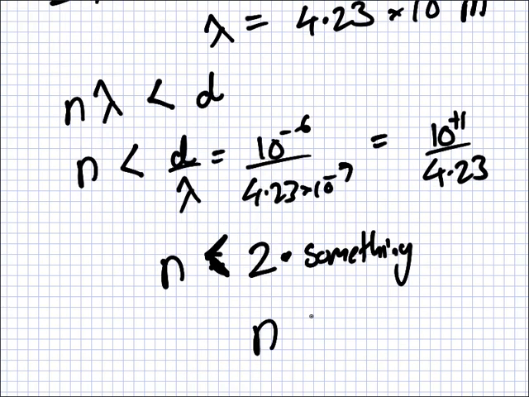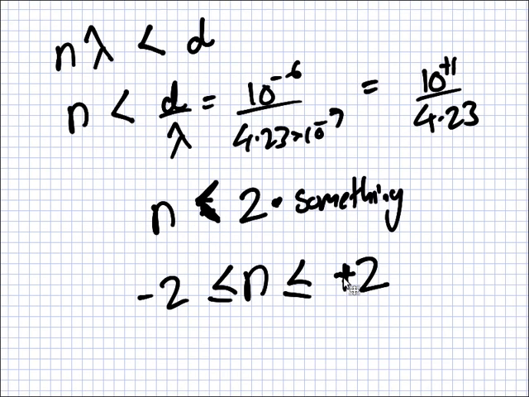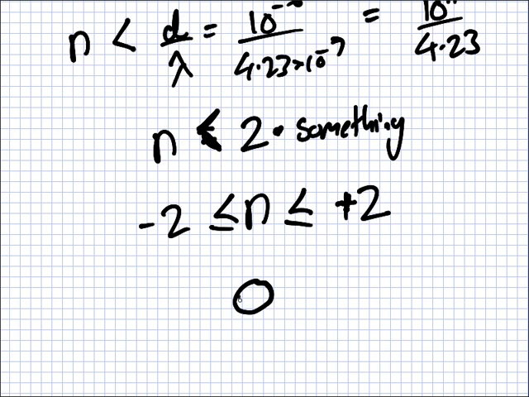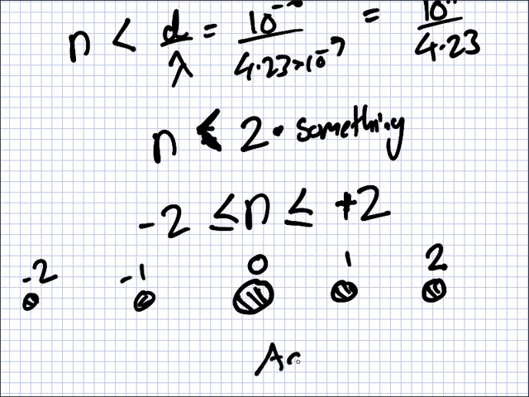So the n must be between minus 2 and plus 2, 2.36. So you'll have n0, n1, n2. You can't have n3. It's not possible. The n must be less than 3. Minus 1, minus 2. So the answer is 5.